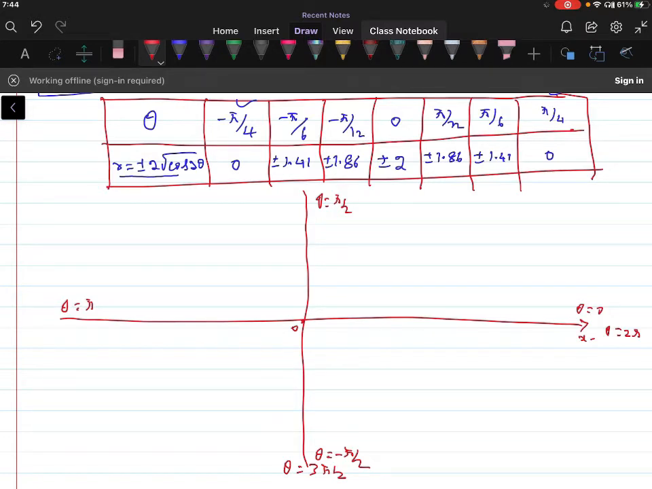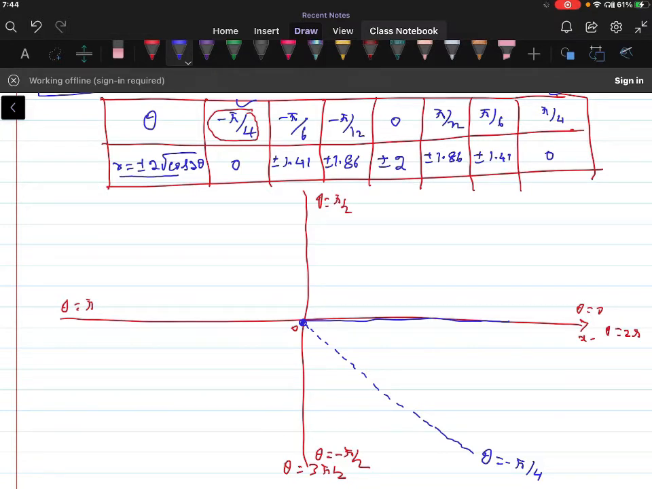For theta is equal to minus pi by 4, r will be 0. So draw the line theta is equal to minus pi by 4. This is the initial ray. Draw the line that makes an angle of minus pi by 4 in the clockwise direction. So this is theta is equal to minus pi by 4. Take the r value as 0. So this is the pole point, the origin, when theta is equal to minus pi by 4.